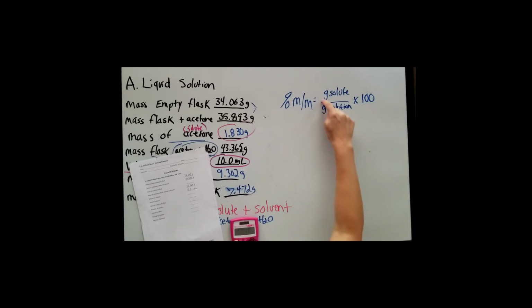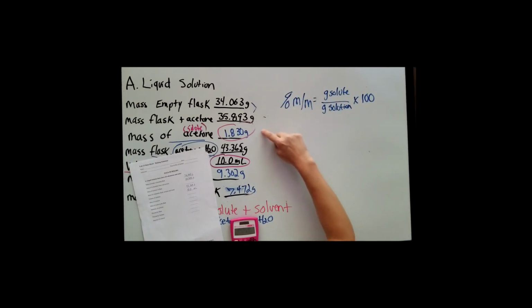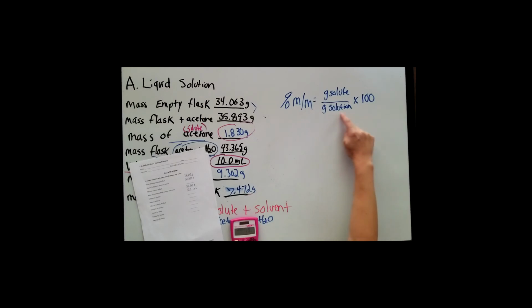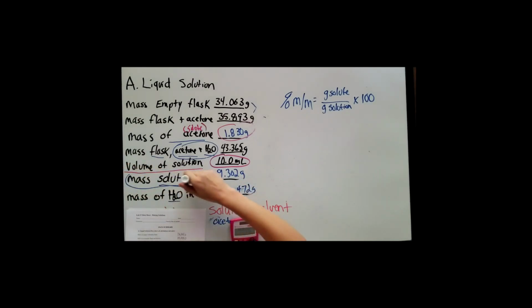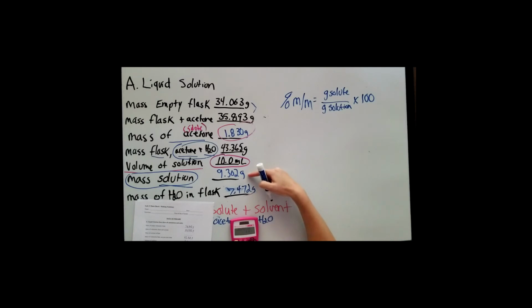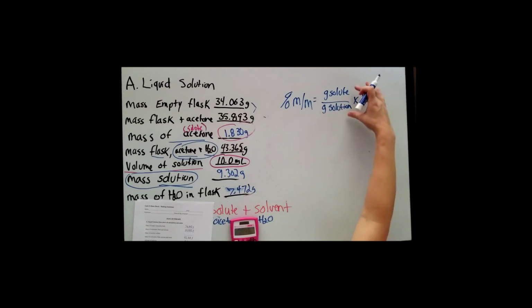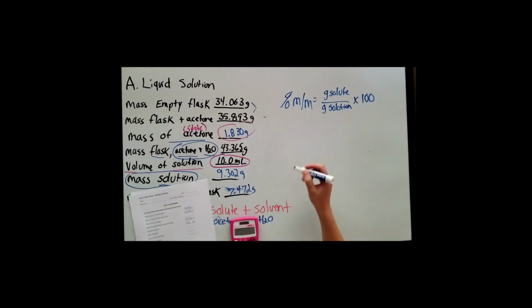So grams of solute, we said the solute was acetone, so you can guess that we're looking at mass of acetone, that 1.830. For the denominator, the grams of solution, so this time we're not using the volume, we're going all the way down here where mass of solution is. And that's that 9.302 that we figured out. That's what we're going to want to put in the denominator. And then multiply by 100. So nothing tricky on this one. We're just picking the correct pieces of information and plugging it in. There's no conversions or anything necessary.